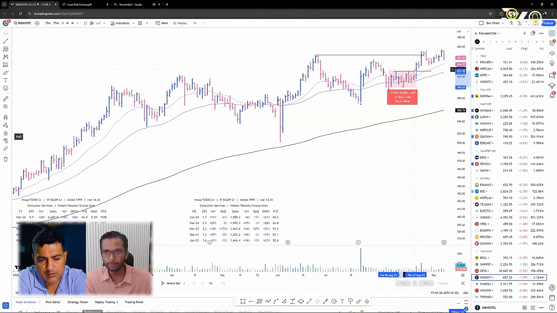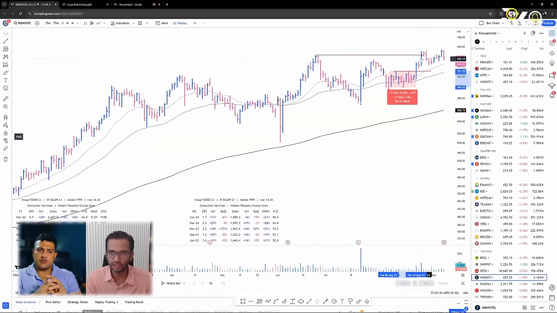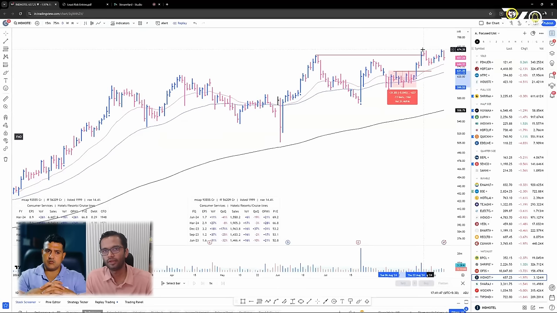So you can alternatively play this out in many ways. You may buy half position here and wait for this level to breach. Or, if you are aggressive, you can buy the majority of the position here. If you are very conservative, take a little bit here, and then pyramid it later. So there are multiple ways to play out.